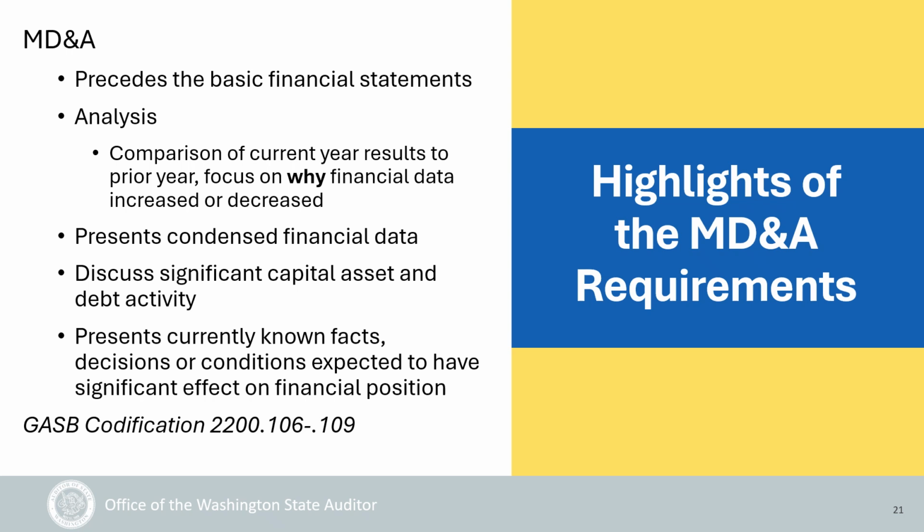Another part of this area is the presentation of known facts and circumstances, discussions and conditions that the government has information about that may have significant effects on financial position. This could be the discussion of a new levy, a voter-approved bond, or other fiscal impacts that are known and going to happen.